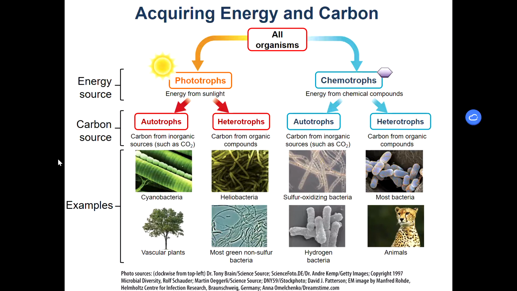We can have photoheterotrophs, so you get energy from the sun, you get carbon from organic compounds, and an example from bacteria is heliobacteria, which are circular-shaped bacteria that can get energy from the sun, but they need to get carbon from organic compounds such as sugars, like glucose. And then most green bacteria also does this.